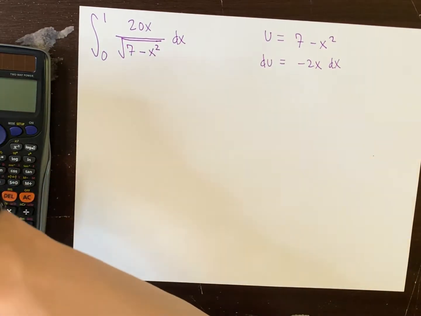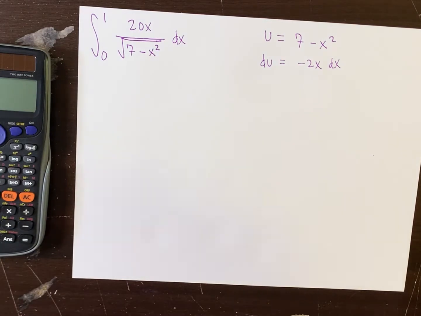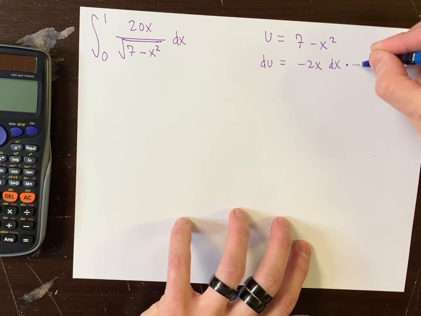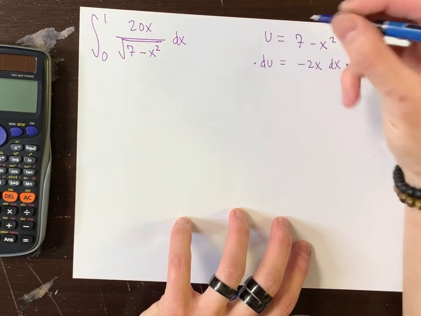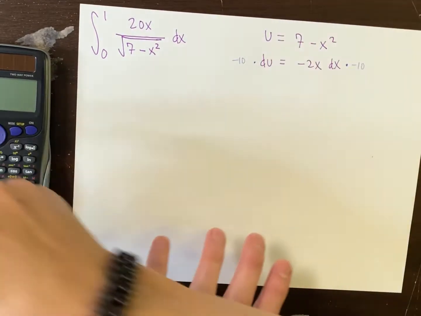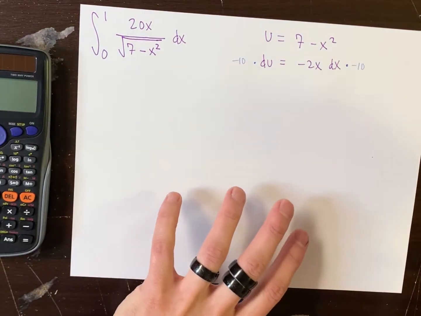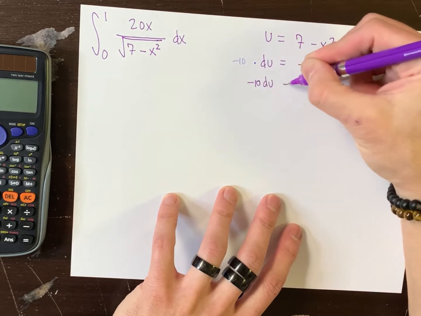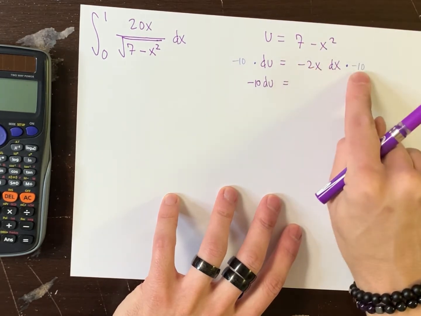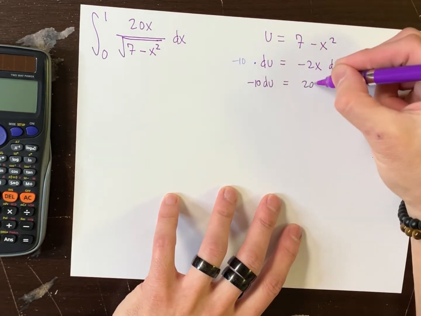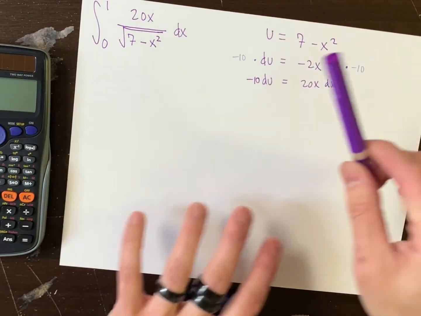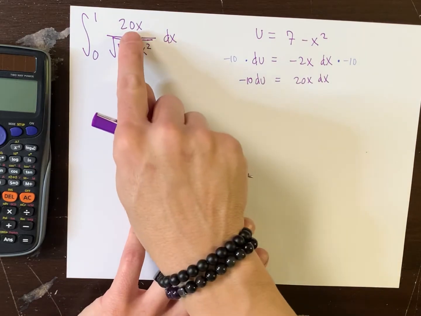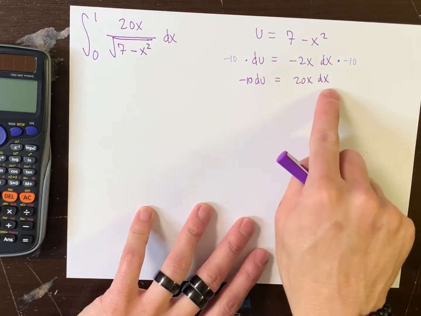So we are allowed to get creative and to multiply the du by whatever we want. In this case, I'm going to multiply the du by negative 10. And let's see why that helps. Because that'll be negative 10 du, like that there, equals negative 2 times negative 10, which is positive 20x dx. So with this very clever manipulation, we have something that can replace 20x dx, this here.